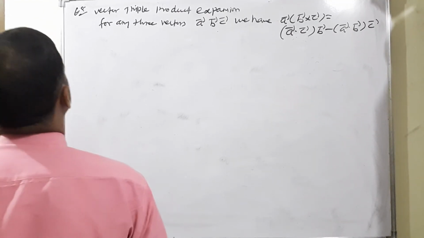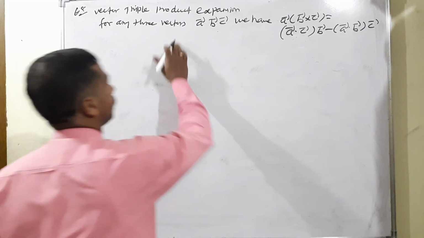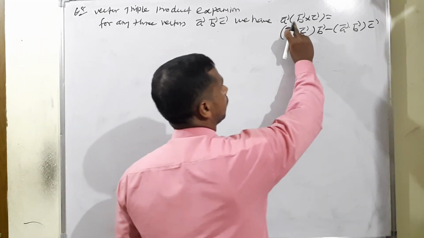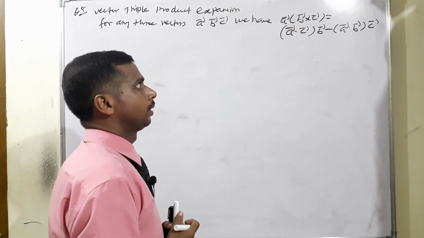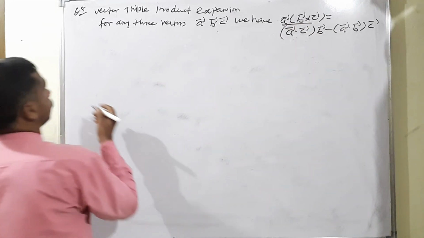Moving to one of the important parts, theorem 6.8, named vector triple product expansion. For any three vectors, A vector, B vector, C vector, we have, as given in your book, A vector cross bracket of B vector cross C vector. Okay, just isolate the term. Look at that very carefully.